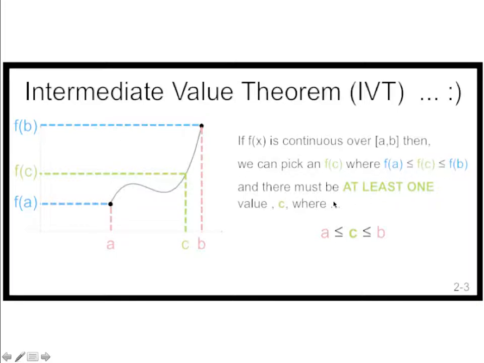Then there must be at least one value c, so one x value within the domain, that corresponds to that intermediate value. And like the previous screen showed us, there could possibly be more than one, but there's at least one. And so that's our intermediate value theorem.